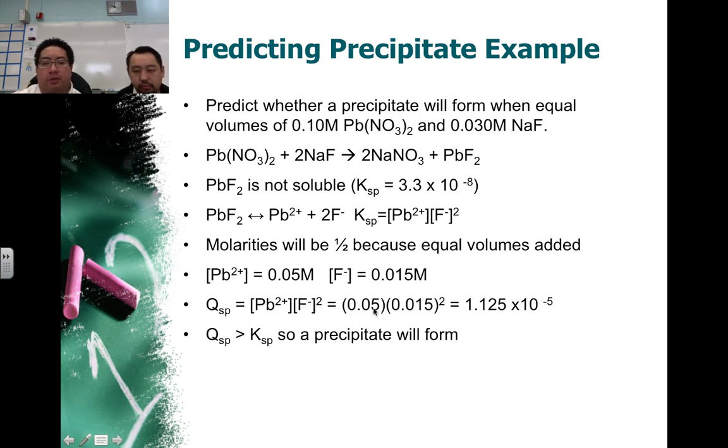And then once we have those new concentrations, we can plug them into our KSP equation. But again, because we don't know the state of the system, we don't call it KSP, we call it QSP. We substitute and solve, and we get this number. Then we compare it to our original KSP number, and because it's greater than KSP, we know that a precipitate will form.